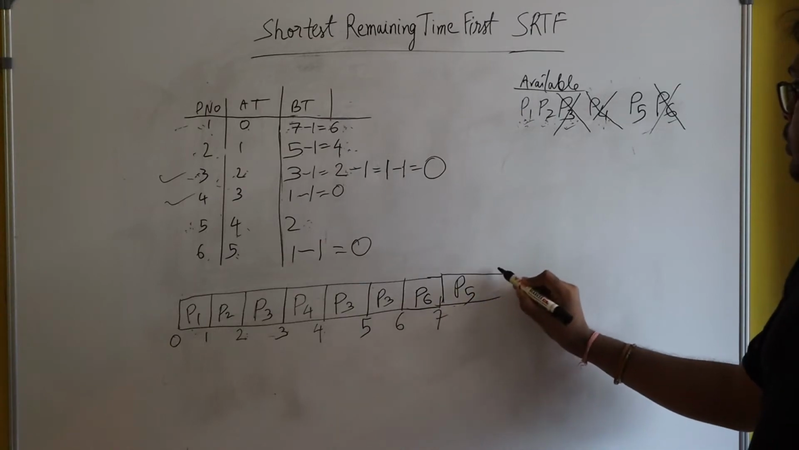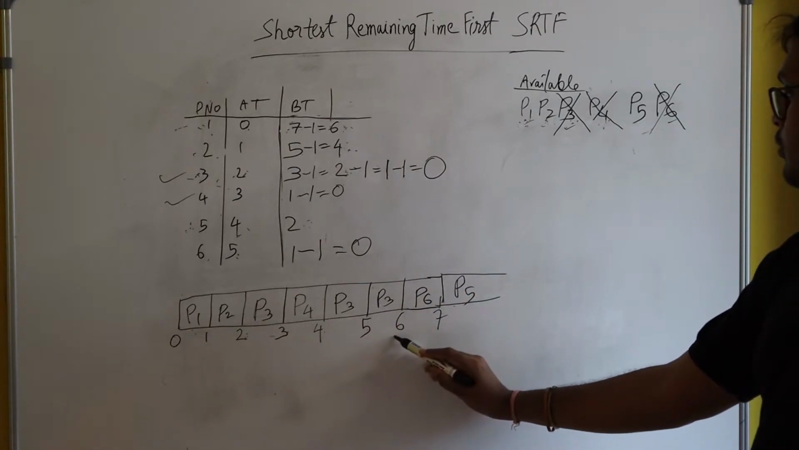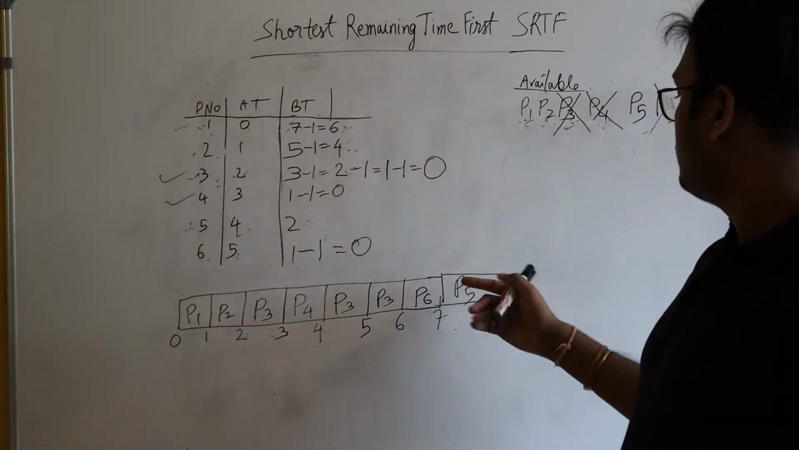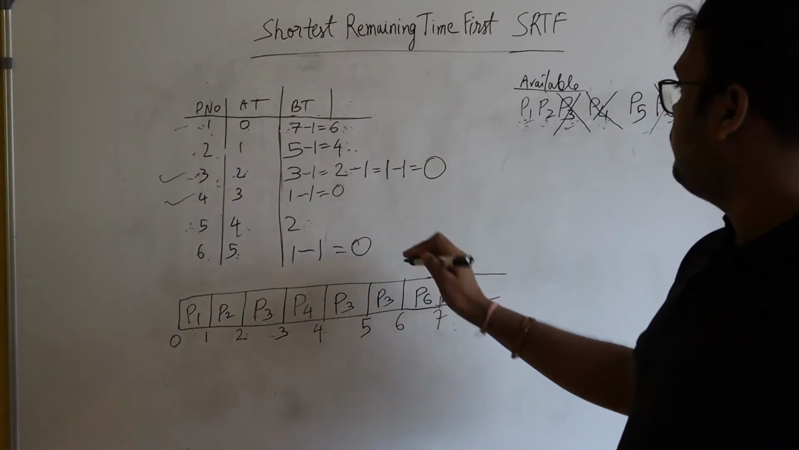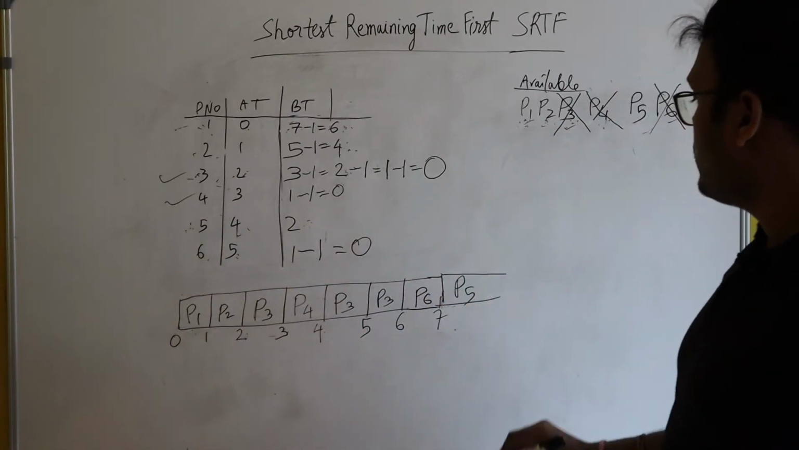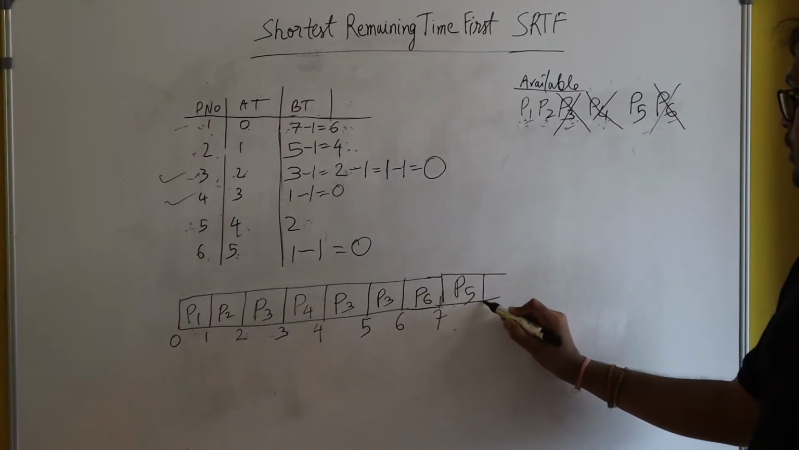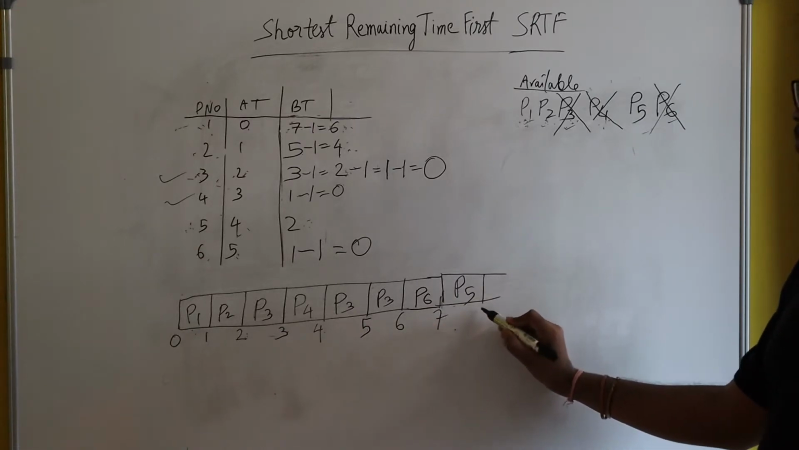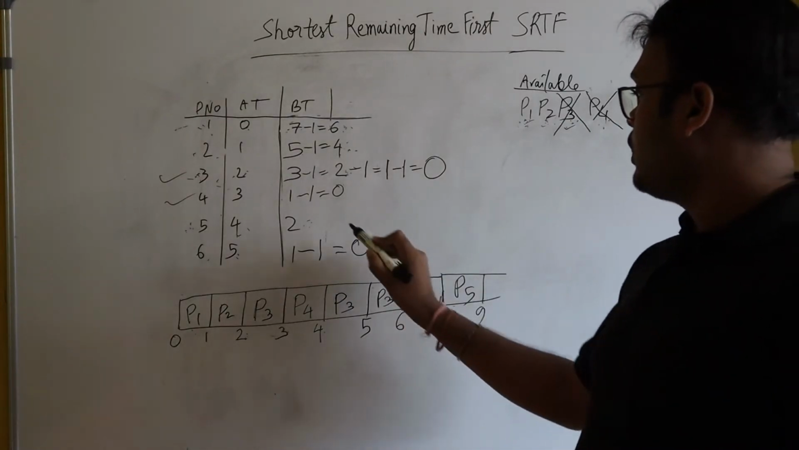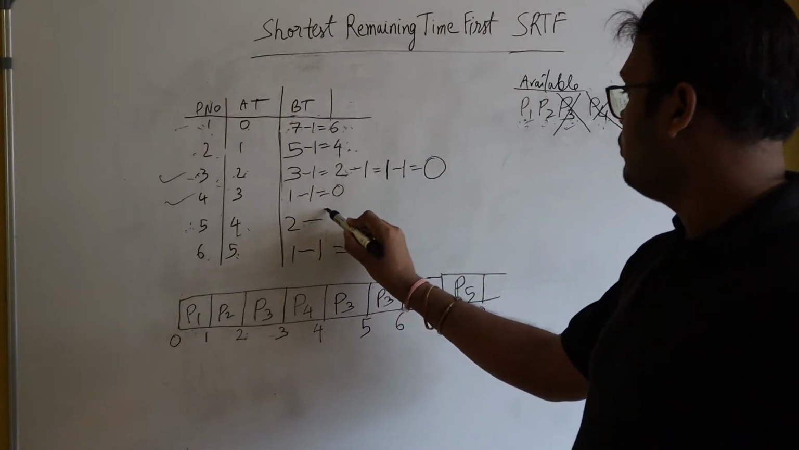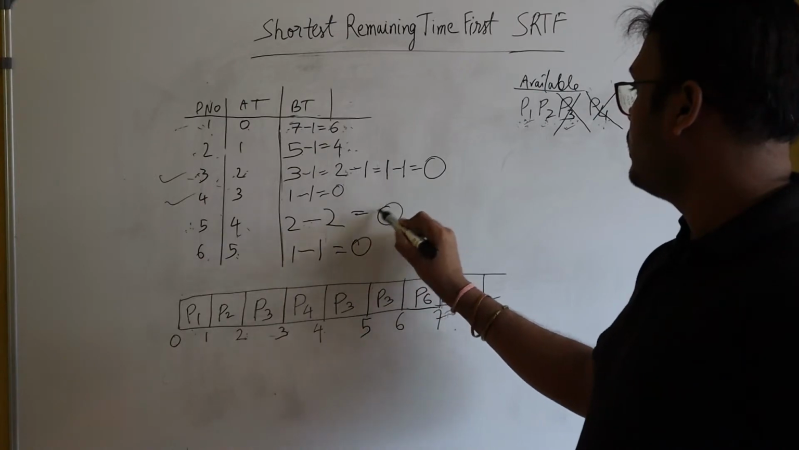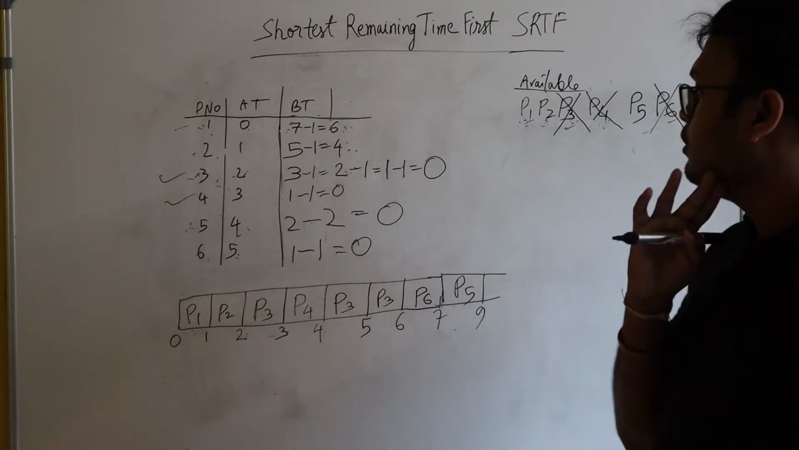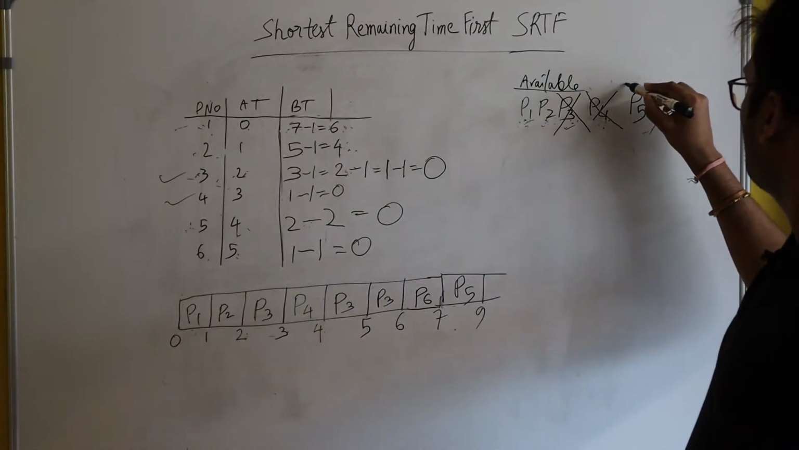Since I have told you that from this onward you simply apply SJF, just simply apply SJF. So P5 has 2 seconds left. P5 here runs for 2 seconds. It means 7 plus 2, 9. So now the task of P5 is also done. Now P5 is also completed.